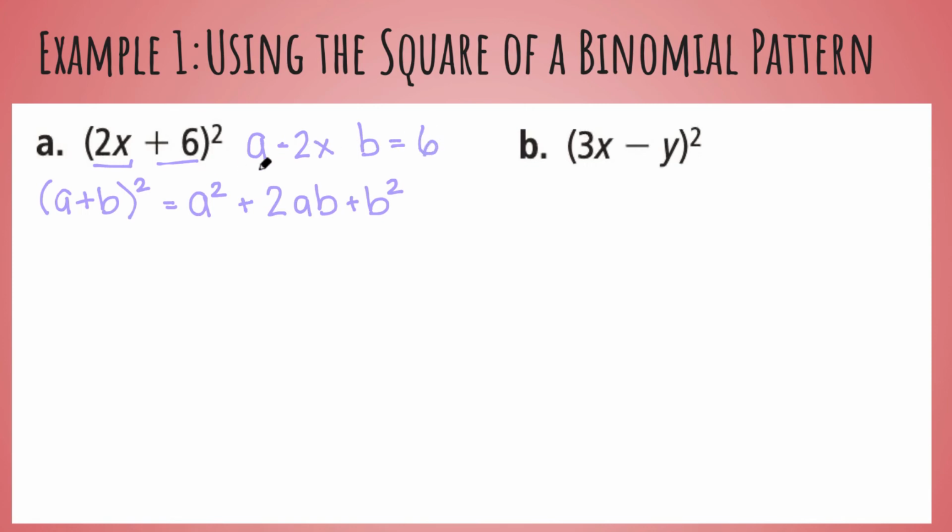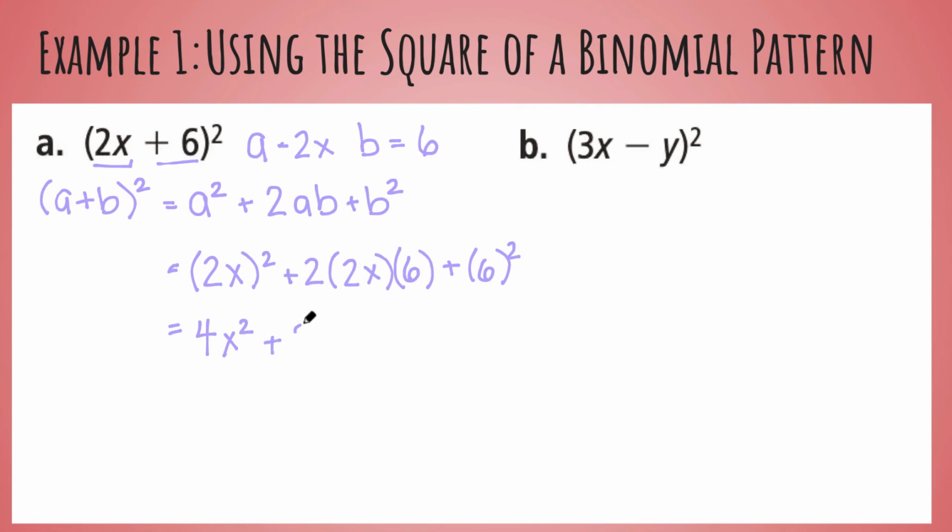So if I just substitute in what I know into this format, I'm going to have 2x squared plus 2 times 2x, which is a, times b, which is going to be 6, and then I'm adding b squared. So b is 6, and then I'm squaring it. So as I simplify, 2x quantity squared is going to give us 4x squared. 2 times 2 is 4, times 6 is 24, so the middle term is 24x, and then the last term is 6 squared, which is 36.